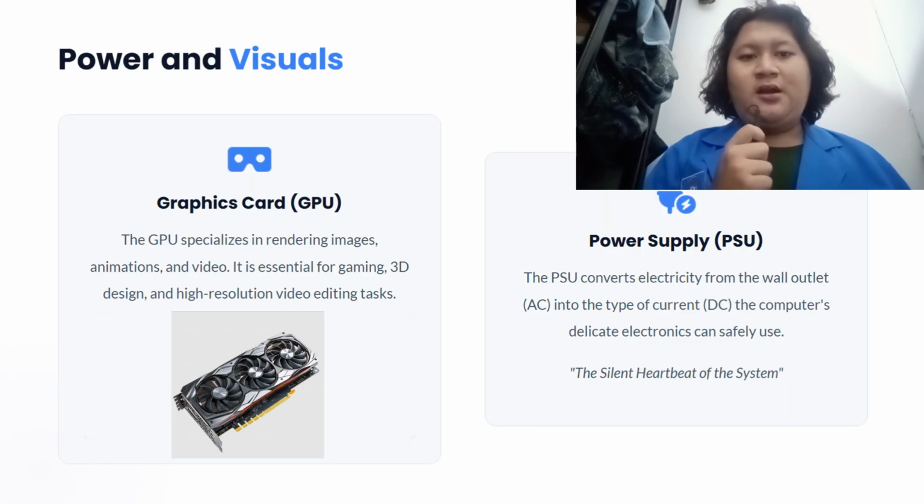There are also important components for power and visuals. The graphics card or GPU is used to render images, animations, and videos. It is very important for gaming, 3D design, and high-resolution video editing. The power supply, or PSU, converts electricity from the wall outlet into the type of current that the computer can safely use. Because of this, the PSU can be called the silent heartbeat of the system.